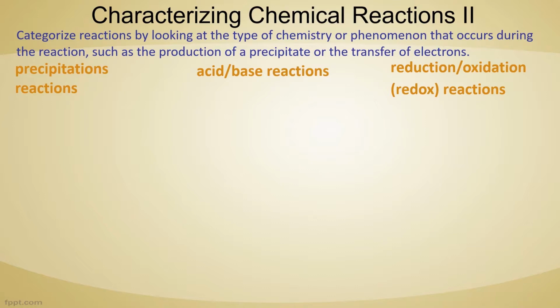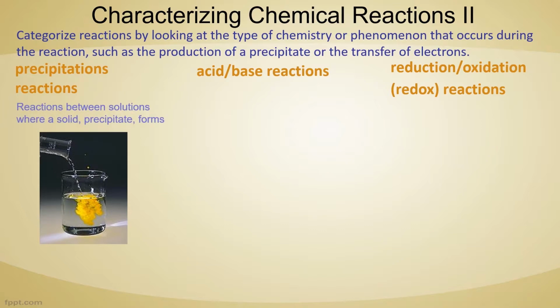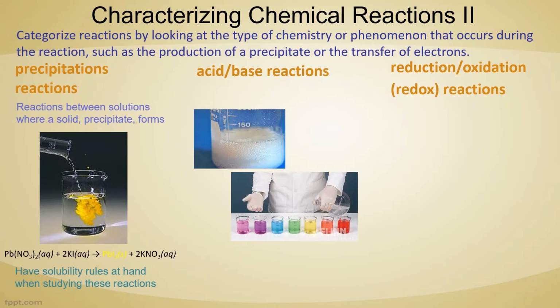The first reaction type is precipitation reactions, where we typically mix two solutions containing dissolved ionic compounds, and when they combine they form solids called precipitates that fall out of the liquid. If the precipitate doesn't form, no reaction occurs. An example of this reaction is lead nitrate aqueous plus 2 potassium iodide yields lead iodide plus 2 potassium nitrate aqueous solutions. To understand and predict the outcome of these reactions in water, it is extremely useful to have the solubility rules at hand.